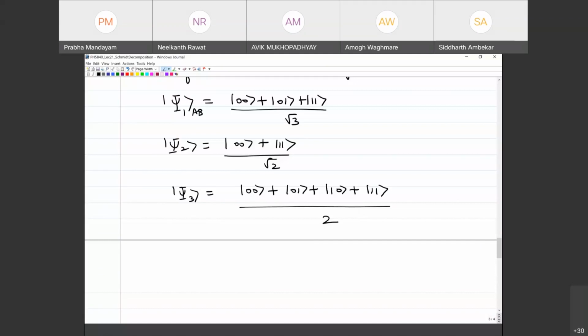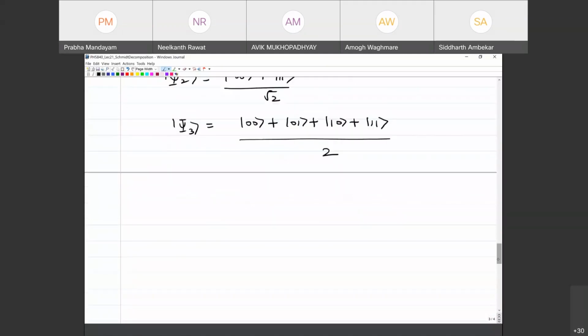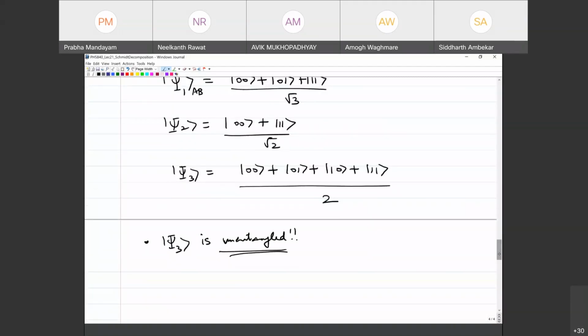No, ma'am. The last one seems to be a direct product of plus and plus. Very good. So the last state actually is unentangled. Is the order of entanglement psi 2, then psi 1, then psi 3? Meaning that this is most entangled, this is second most entangled, and this is least entangled. That's what you're saying. Yes, ma'am. Intuitively, yes, correct.